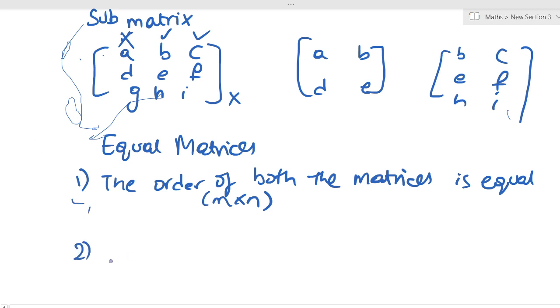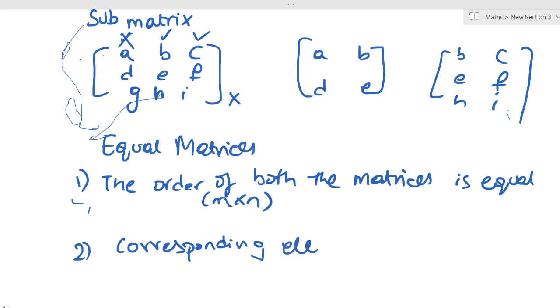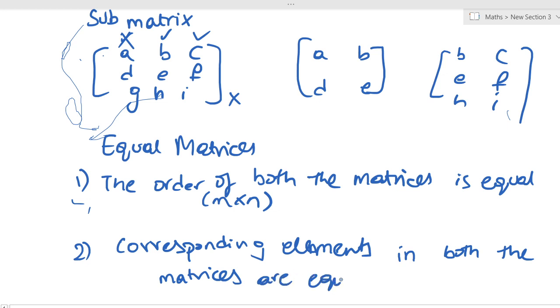And next, the corresponding elements in both the matrices are equal.